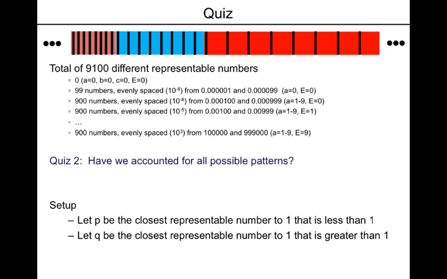What's the representable number that is just less than 1? And let's think about the representable number that is just greater than 1. My question to you is, what is 1 minus p? In other words, how far is it from 1 to the representable number just below 1? And then the same question: how far is it from 1 to the next representable number just larger than 1?